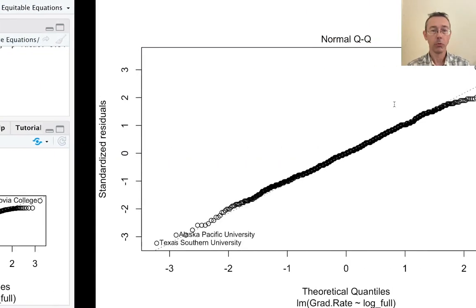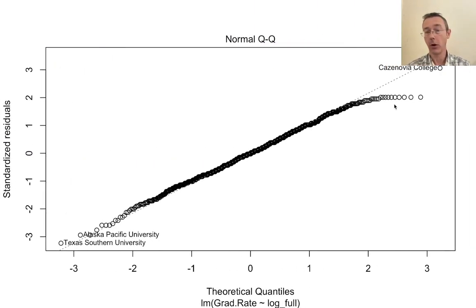Next up is going to be a normal QQ plot. This is indicating whether our residuals are normally distributed. That's another assumption of linear regression. Here things look pretty good until we get to the far right. And that actually makes sense since there's essentially an upper bound on how big our graduation rates can be, 100%, with the exception of Cazenovia College. We have just some inherent skew in our data. Nothing too horrible.